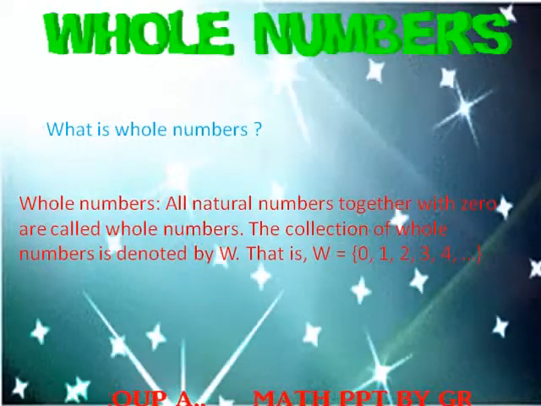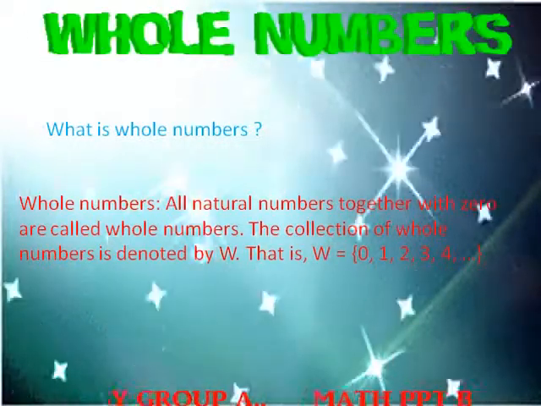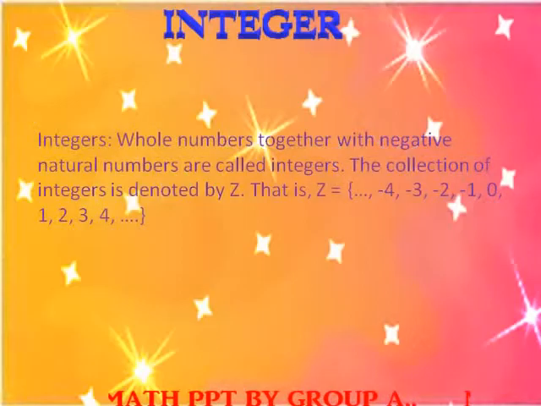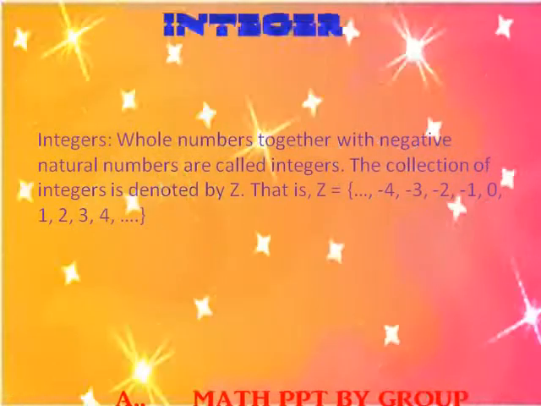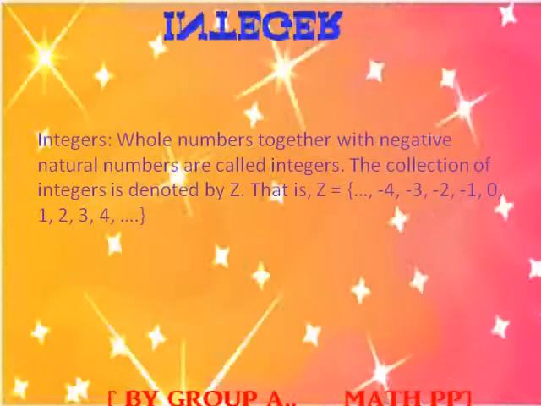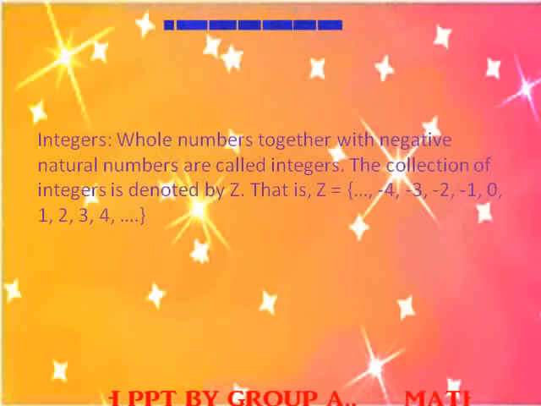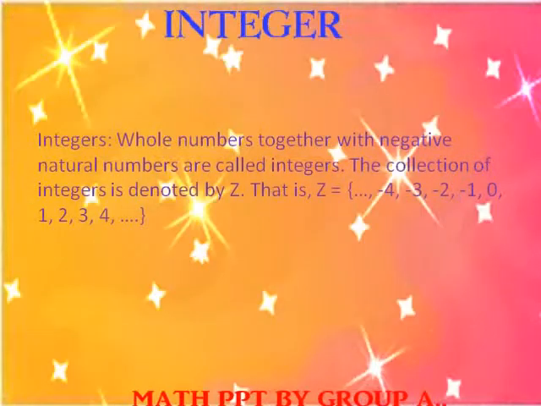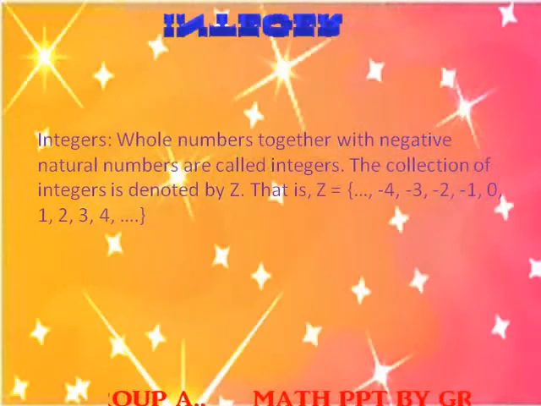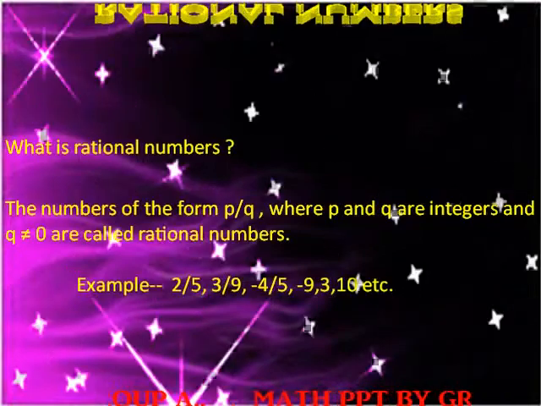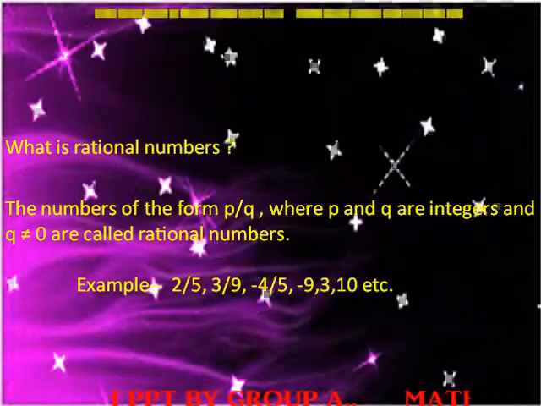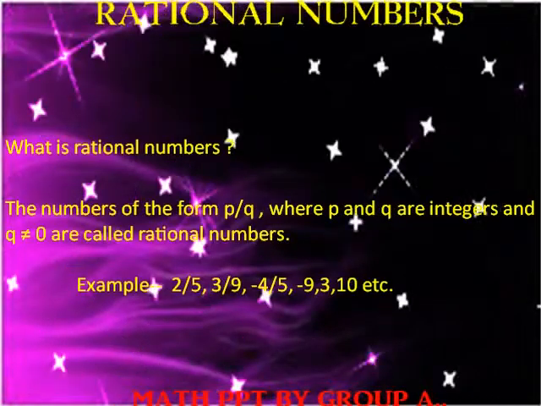The collection of whole numbers is denoted by W, that is, W equals 0, 1, 2, 3, 4, etc. Integers. Whole numbers together with negative natural numbers are called integers. The collection of integers is denoted by Z, that is, Z equals minus 4, minus 3, minus 2, minus 1, 0, 1, 2, 3, 4, etc. What are rational numbers? The numbers of the form p upon q, where p and q are integers and q is not equal to 0, are called rational numbers.